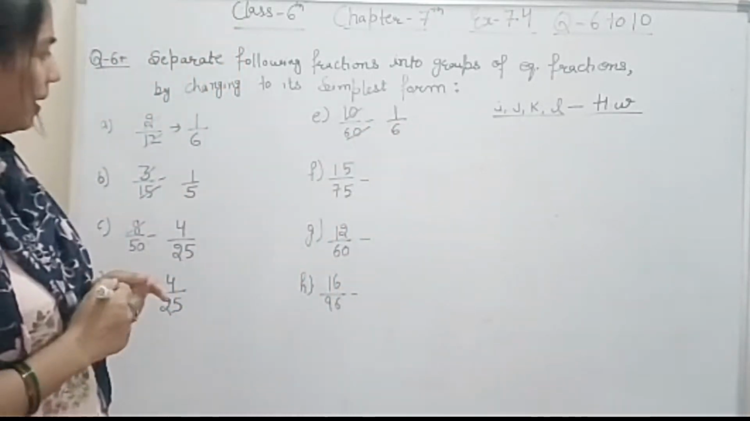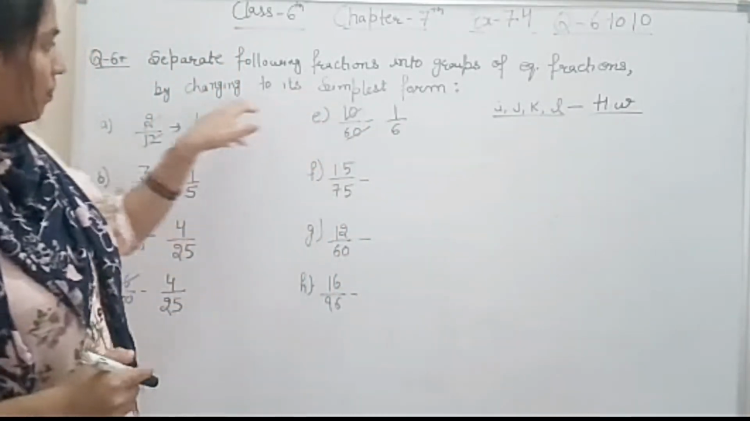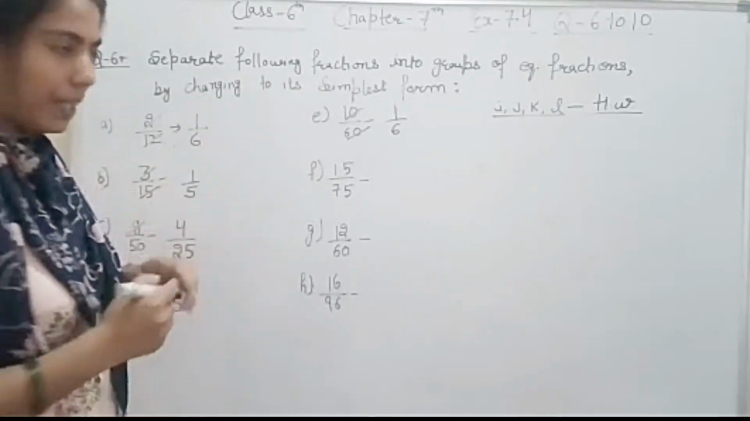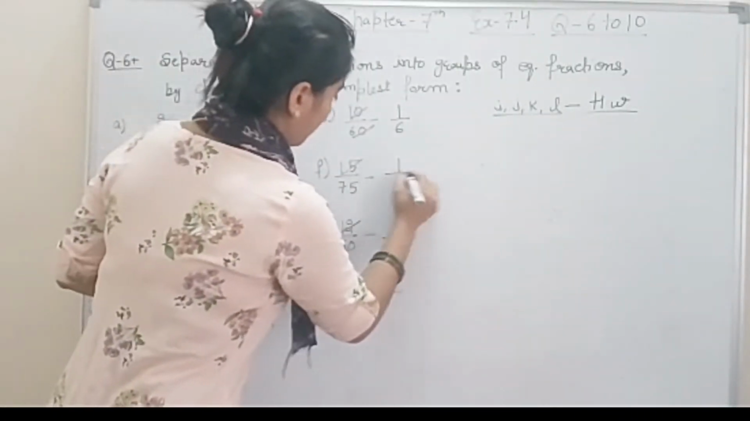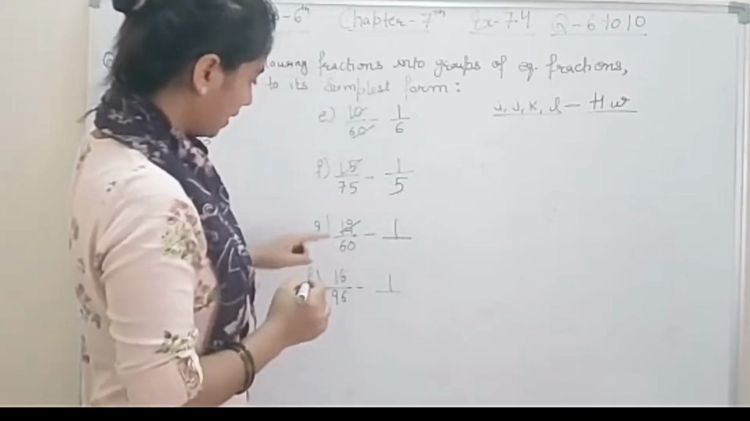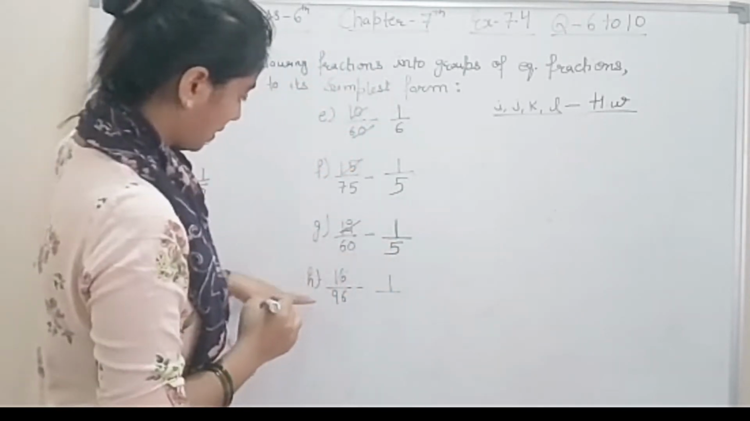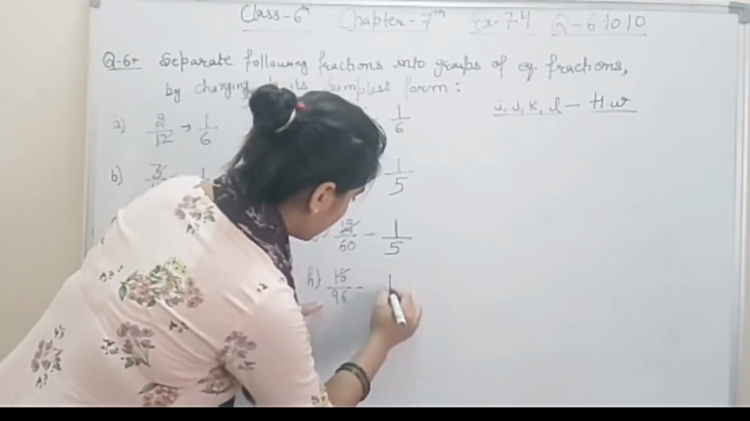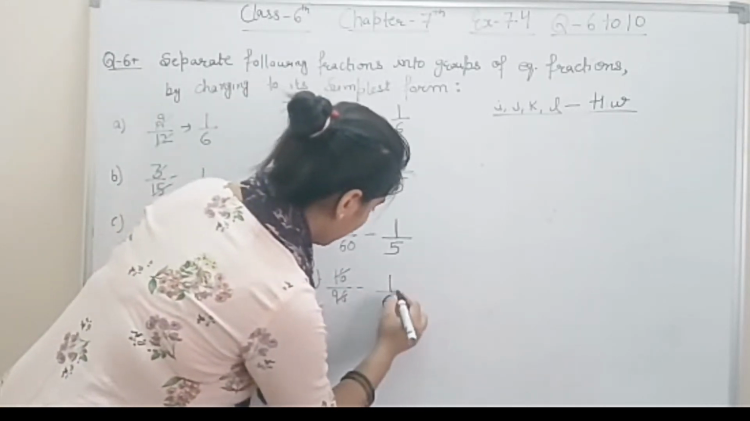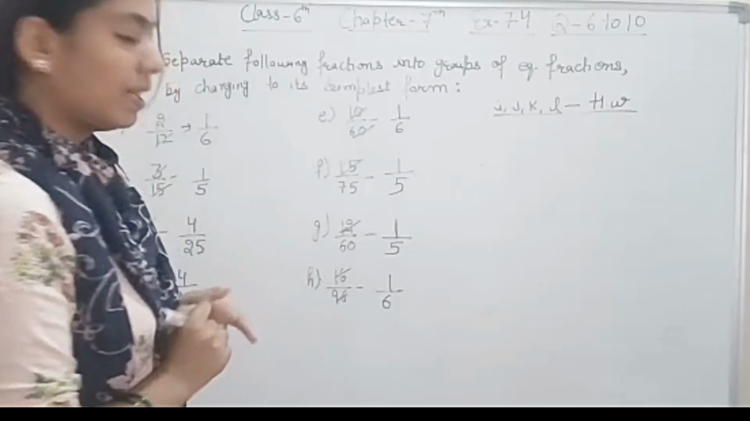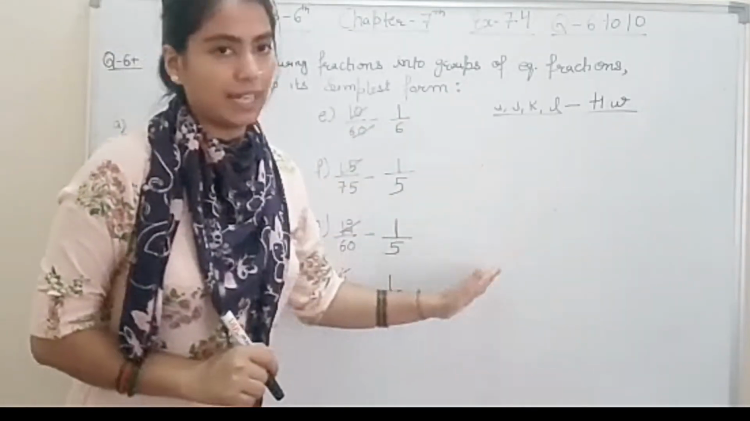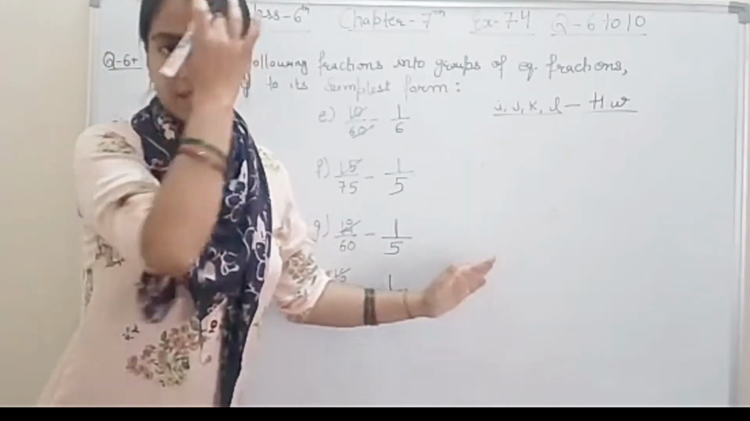Very simply, first of all, you will convert into simplest form because it is mentioned. Okay, 15 upon 75, 1 upon 5 is fine. 12, 12 ones are 12, 12 fives are 60. Then 16, 16 ones are 16, 16 sixes are 96. Okay, and I, J, K, L. Likewise, you have to do these 4 parts as well.